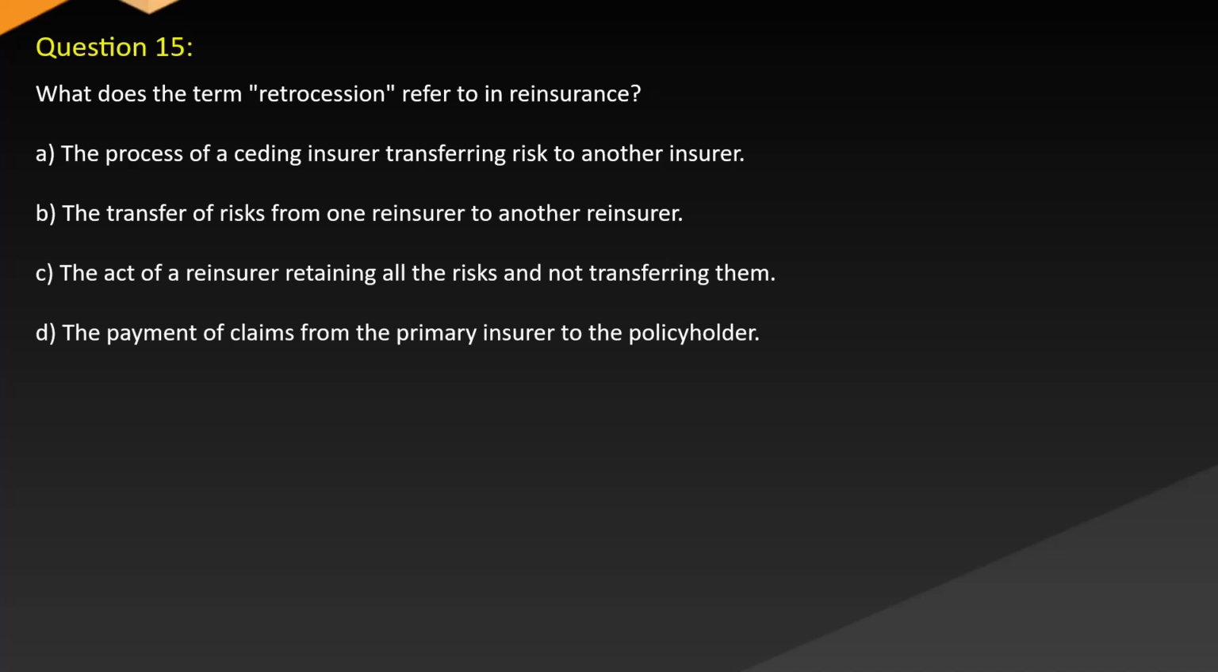Question 15. What does the term retrocession refer to in reinsurance? A. The process of the ceding insurer transferring risk to another insurer. B. The transfer of risks from one reinsurer to another reinsurer. C. The act of a reinsurer retaining all the risks and not transferring them. D. The payment of claims from the primary insurer to the policyholder.